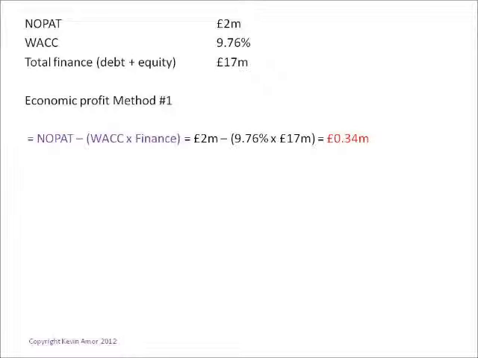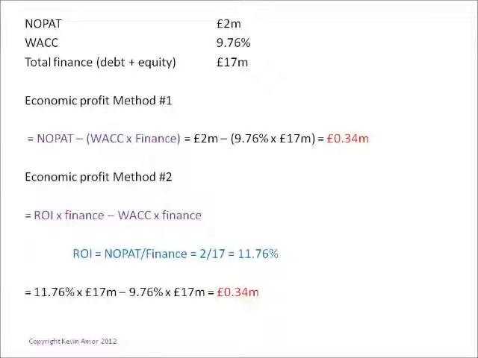So let's look at the first method, and it's simply what I said. It's NOPAT minus a finance charge. NOPAT we're given as 2 million. The finance charge is the WACC times the total finance. We just calculated the WACC, 9.76%. The total finance is 17 million. That is an economic profit, in other words, a surplus over and above the minimum required, of £0.34 million.